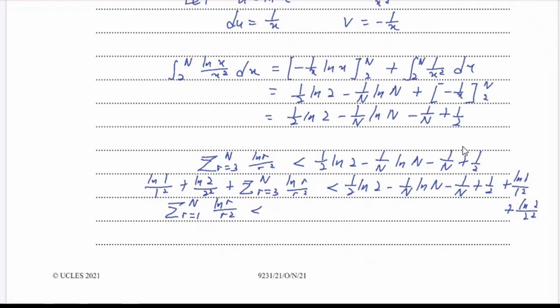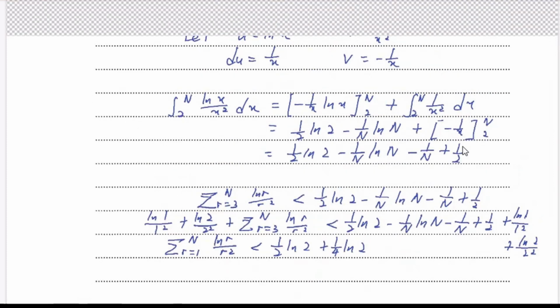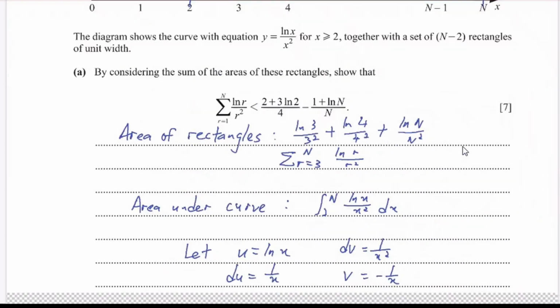So we have half ln 2. And then the last two terms: ln 1 is 0, so nothing there already. And also the last term here is 1 over 2 squared with a ln 2, so it's 1 over 4. And the rest of it, we see what the question is giving us.